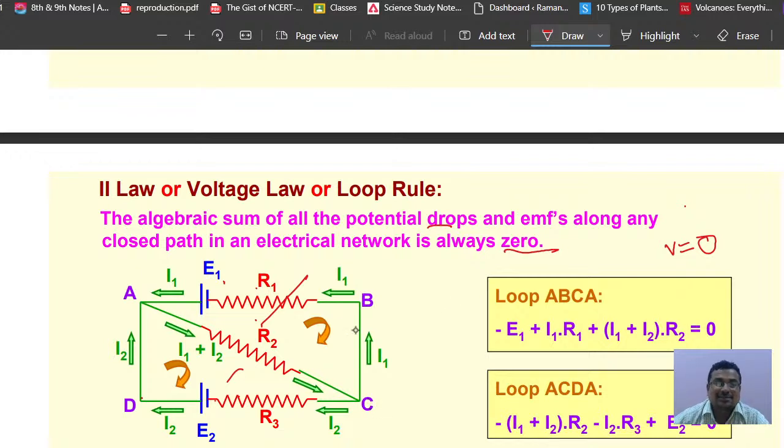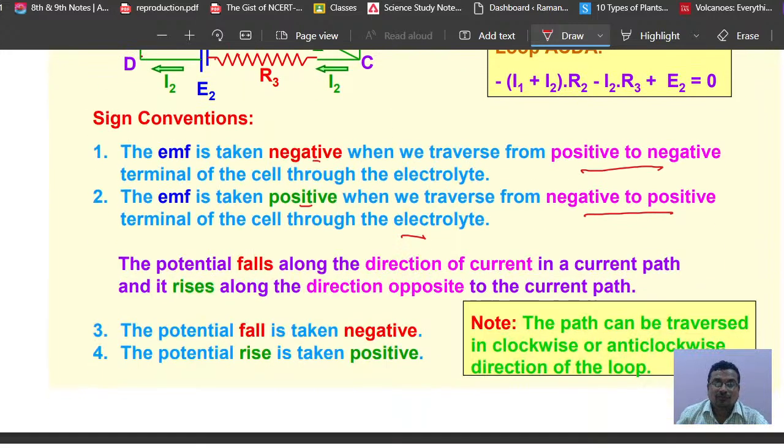This is called Kirchhoff's second law, voltage law, or loop law. In the first law, the algebraic sum of current is zero at a junction, but here the algebraic sum of potential difference along any closed path in an electric network is zero. So, hope my dear friends you understand this. Now move ahead.